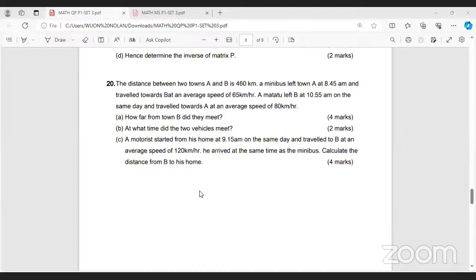Now, someone to read part C? A motorist started from his home at 9:15 a.m. on the same day and traveled to B at an average speed of 120 kilometers per hour. He arrived at the same time as the minibus. Calculate the distance from B to his home. Now that we are done with part A and it has some linkages with part C, I want all of us now to do part C. Maybe in the next class, we will start from giving solutions of part C.